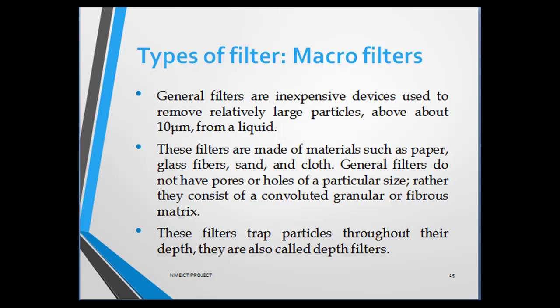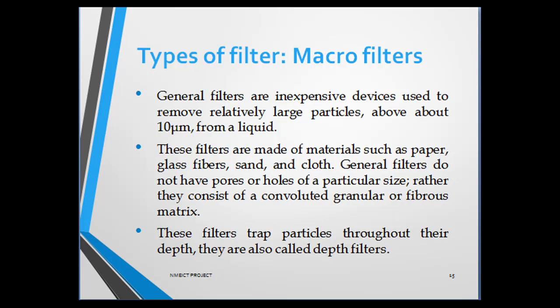Manufacturers make a variety of paper filters and glass fiber filters. These filters vary in the density of their mesh and therefore in the size of particles they tend to trap. Filters that retain smaller particles tend to have slower flow rates than those that trap only larger particles.